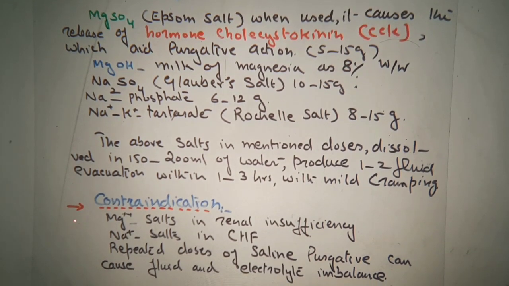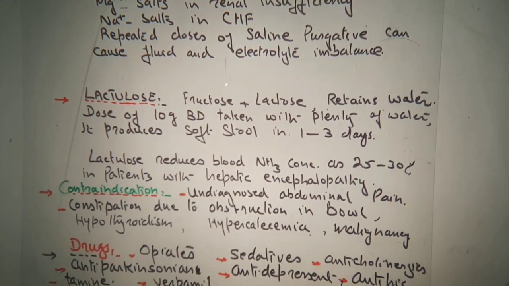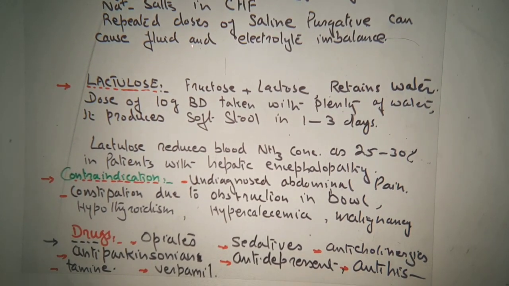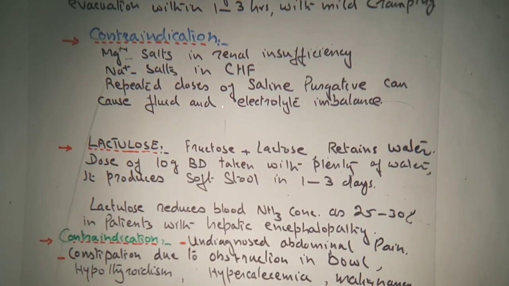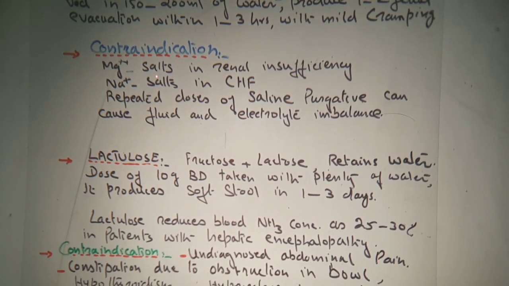Now contraindication: magnesium salt in renal insufficiency. It cannot be used in renal insufficiency because they can form stones. So in renal insufficiency they cannot be used. Sodium salts in cardiac heart failure.